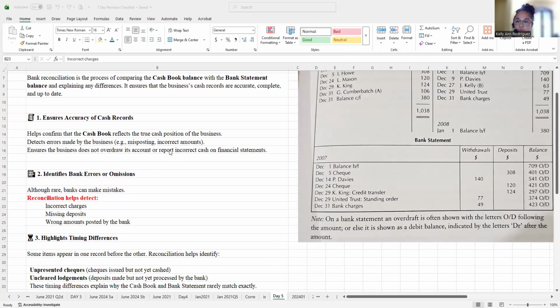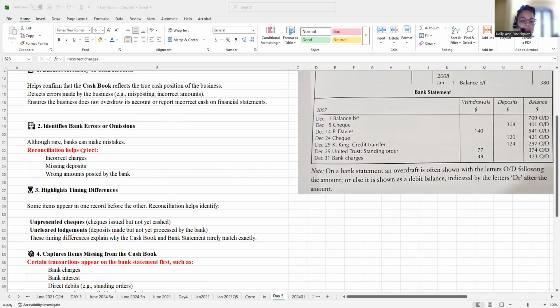The only thing that you may not see right away is if somebody does a direct transfer into your account. However, if you have proper control, once again, you're supposed to have that information. You should get that information in order to book it. It helps you to detect any errors and ensure that the business does not overdraw on its account or report incorrect cash on the financial statement. It helps you identify bank errors or omissions.